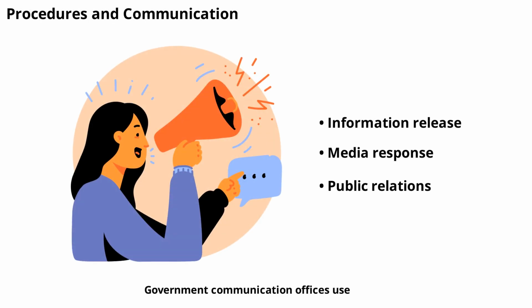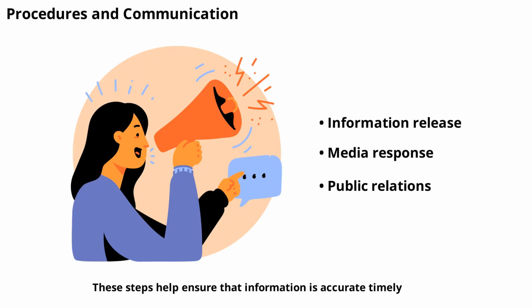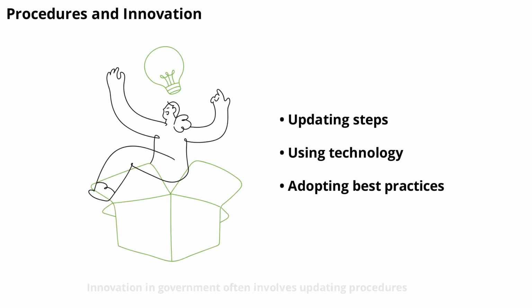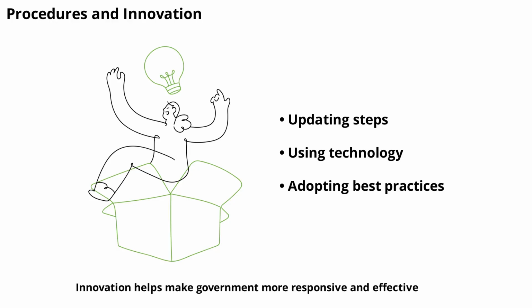Government communication offices use procedures to release information, respond to media, and manage public relations. These steps help ensure that information is accurate, timely, and accessible to everyone. Innovation in government often involves updating procedures to take advantage of new technologies or ideas. This might mean streamlining steps, using data analytics, or adopting best practices from other sectors. Innovation helps make government more responsive and effective.